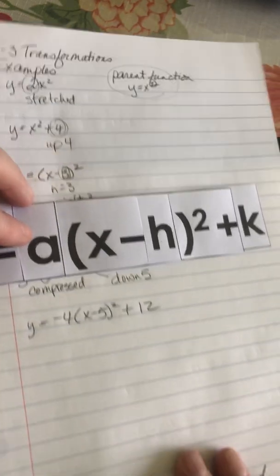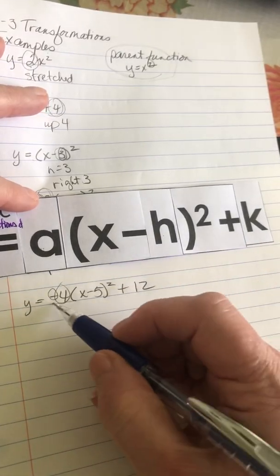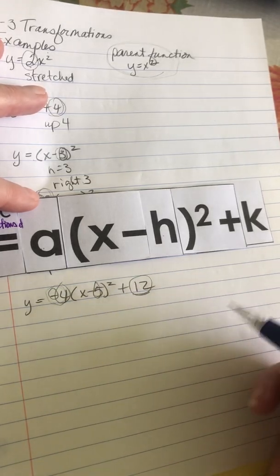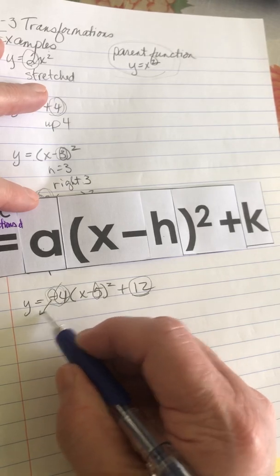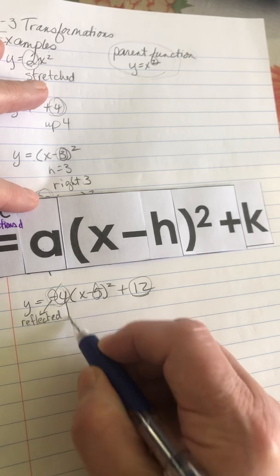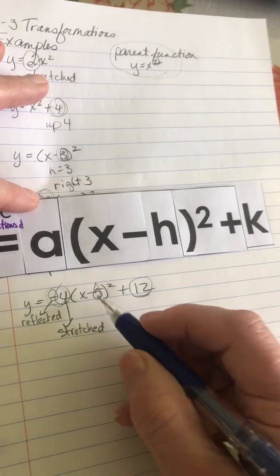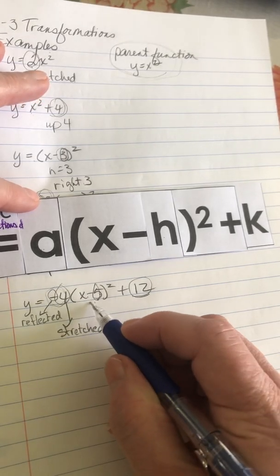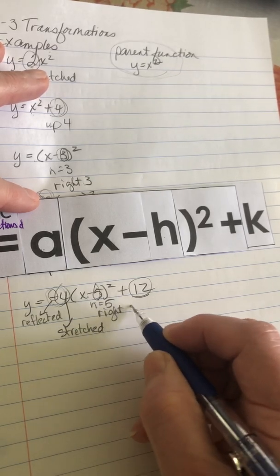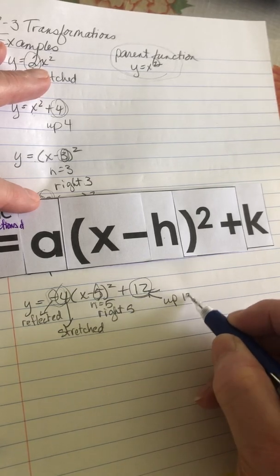Okay, -5 means down 5. All right, let's look at the last one. Ooh, it's got lots of parts. It's got a negative, it's got a 4, so that A's got 2 parts. It's got an H, it's got a K. Do you remember what the negative means? Yeah, reflected. And the 4 means it's stretched. Because it's -5, H is 5. And that means right 5. K is 12. That means up 12.